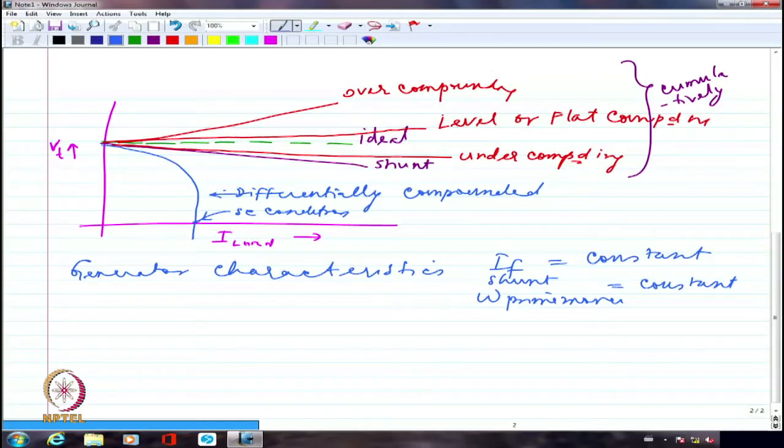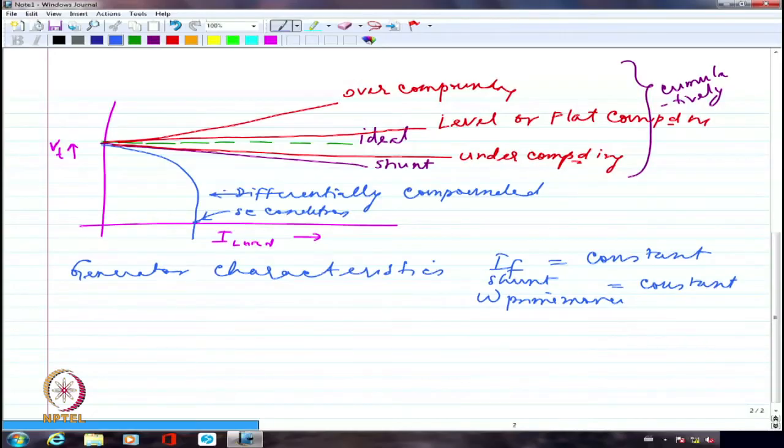What I am testing is the generator. So I would not like to take the prime mover characteristic into account. I would like to keep the speed constant, and at a given speed, see how my generator responds. That is my concern. So generally when I draw the generator characteristics, I would like to keep these two constant. The field excitation I would keep constant at rated excitation. I defined already what is rated excitation.